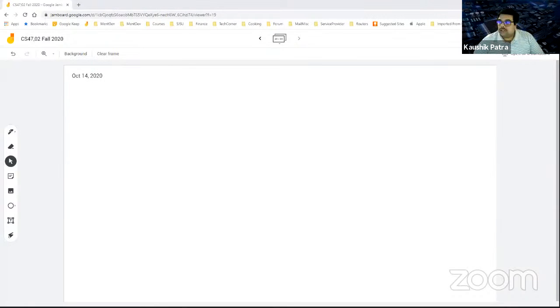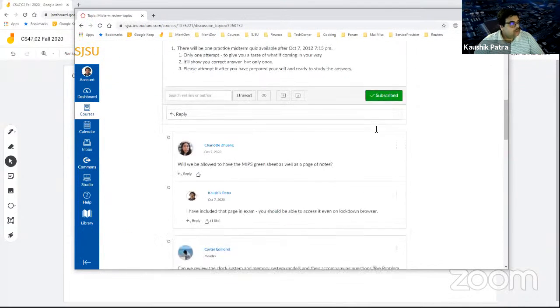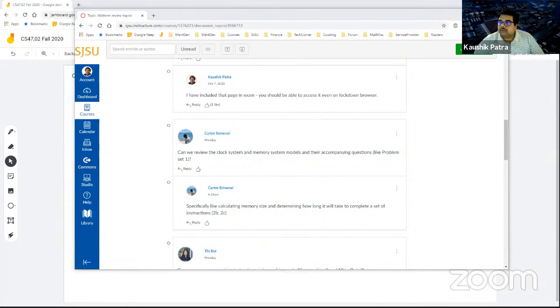Okay, 6 o'clock. Let's get started. So we have this review request. I think we'll start with the Carter's request this time. Can we review the clock system and memory models, etc., and the accompanying question? I'd like to give you a general guideline to understanding this specific problem. Okay, before I forget, let me just start recording as well.